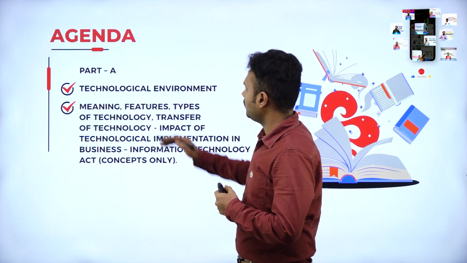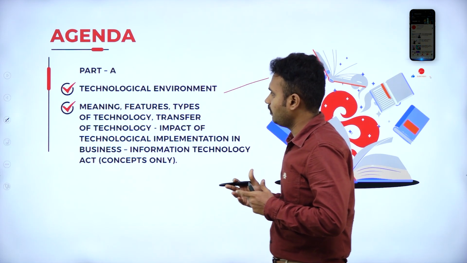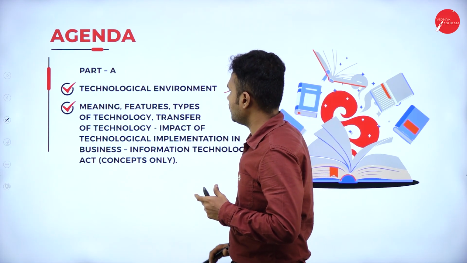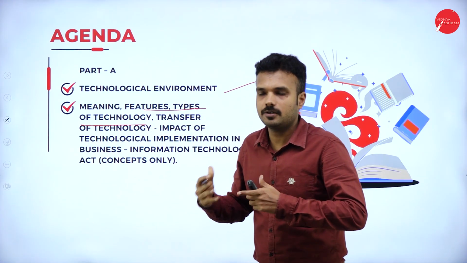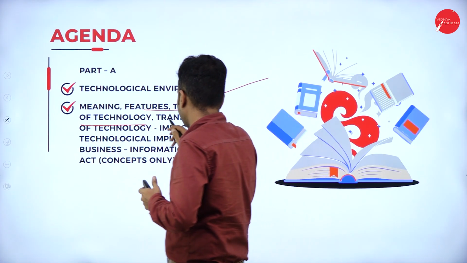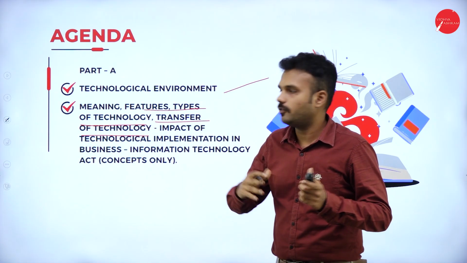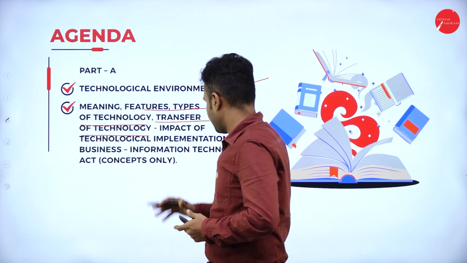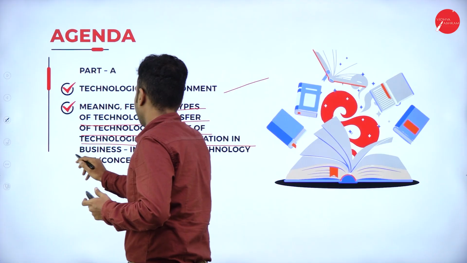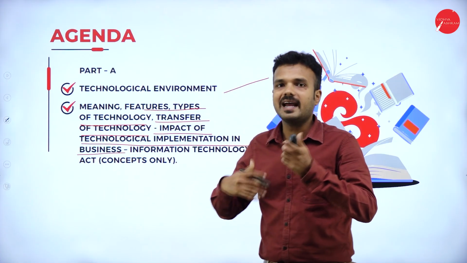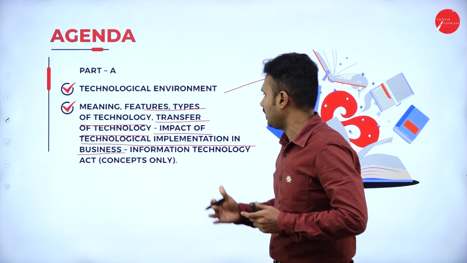We are going with the concept of technological environment. A brief introduction about technological environment, meaning, features, and types of technology. Which are the types of technology that we utilize in today's generation for the business entity. Transfer of technology: how we are going to transfer the technology from one place to another place, and which are the ways. Impact of technological implementation in business. How we are going to implement it and what exactly the impact is going to be, whether it is positive or negative. That is the thing that we need to go with.